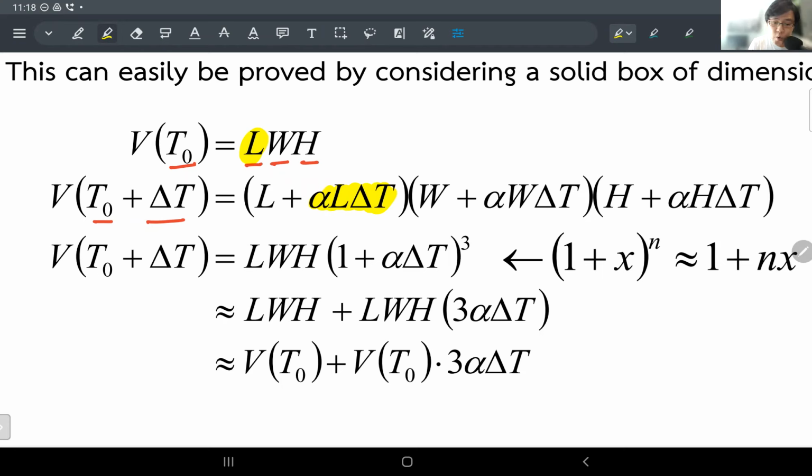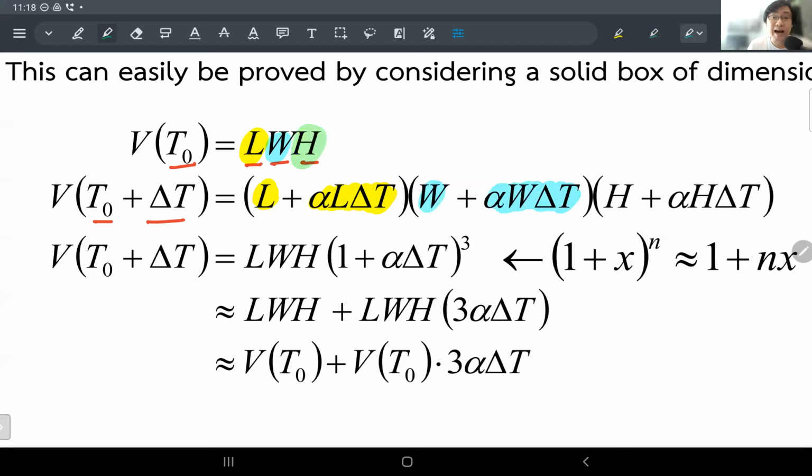So that means the new length is going to be the original length L plus delta L, which is L plus alpha L delta T. Cool. Same thing is going to happen with the width. You use the same equation, but it's a different dimension, but that's okay. Original width times the delta length, so it's going to be alpha W delta T. You guys, so far so good?